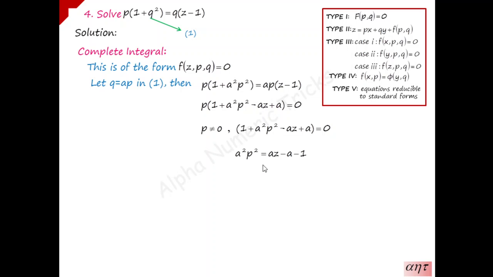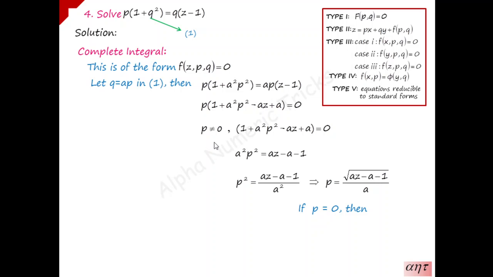A square p square is equal to, taking the remaining terms to the other side, minus a z, which becomes plus a z, and plus a becomes minus a, plus 1 becomes minus 1. Otherwise you have p square is equal to az minus a minus 1 divided by a square, or p is equal to, taking square root, root of az minus a minus 1 divided by a. This is the value of p.